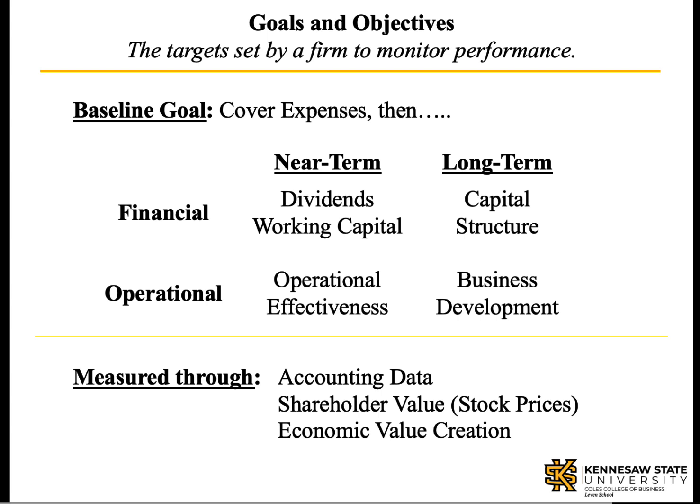And this is where the different ways of measuring performance discussed in the chapter come in. The text discusses 3 different performance mechanisms, or different ways that a firm can measure performance relative to goals and objectives. The 3 are accounting metrics, shareholder value, and economic value creation.